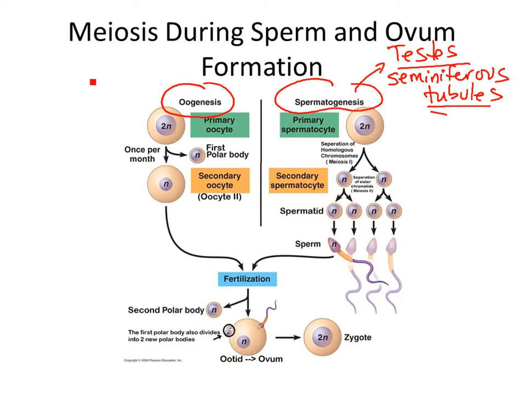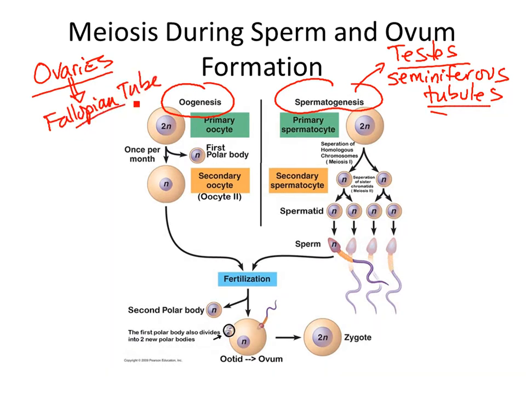Oogenesis occurs primarily in the ovaries, but it actually finishes in a fallopian tube at the time of fertilization.